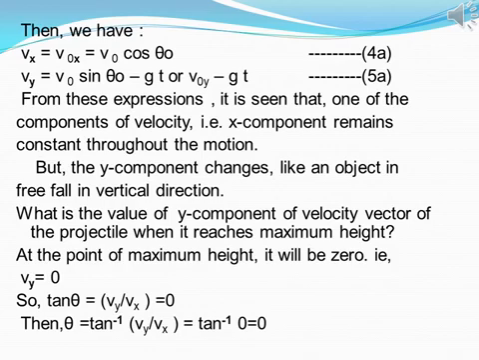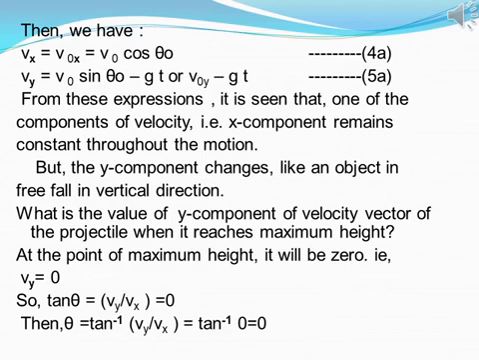From the expression 4a, as v0 and theta 0 are constant, the product of v0 and cos theta 0 is a constant. Thus, vx is a constant. And from the expression 5a, t is changing. Thus, vy changes with respect to the time t. Thus, vy is variable, or it is not constant.